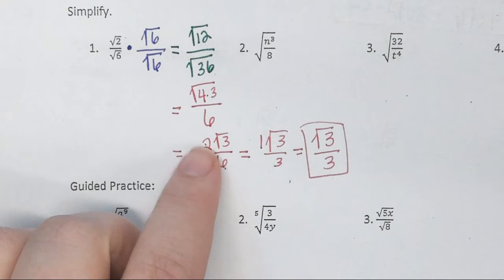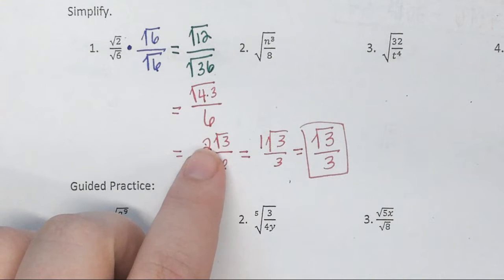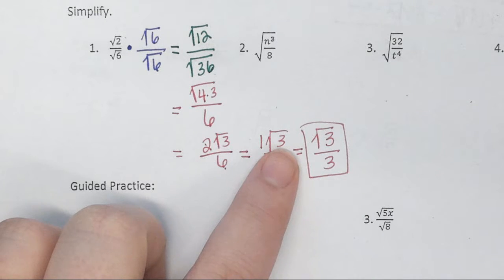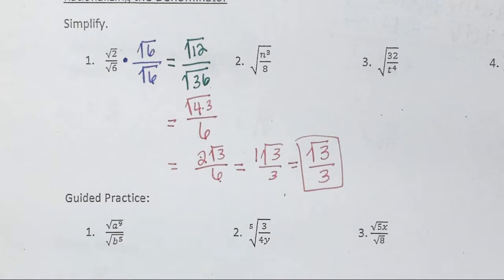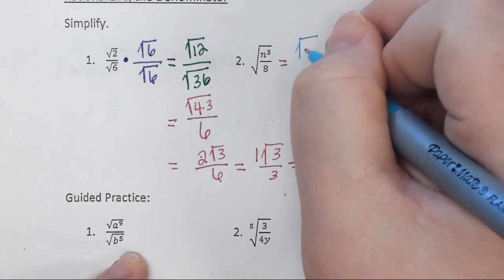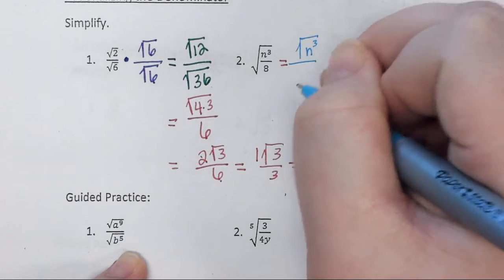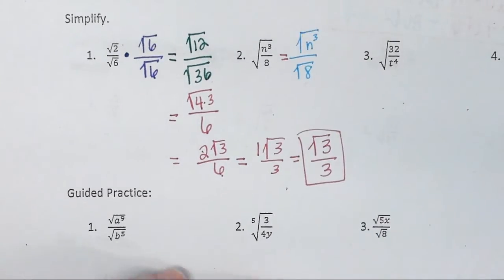If Addison can get to here, she gets most of her points in life. She gets 100% of her points if she can just simplify a fraction. Okay, let's look at number 2. I'm going to break it up. I'm going to give n to the third his own house, and I'm going to give 8 his own house.